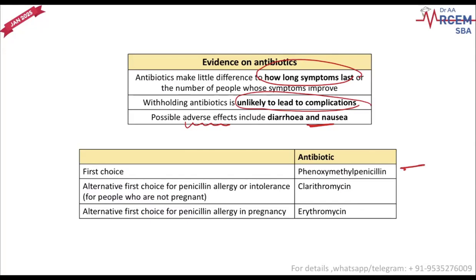The first choice of antibiotic is phenoxymethylpenicillin. If it is contraindicated, that is the patient is allergic to penicillin, at that point of time clarithromycin can be prescribed. In pregnant women, erythromycin is preferred when there is penicillin allergy and pregnancy. Otherwise, in pregnant women you can also give phenoxymethylpenicillin if they are not allergic to this drug.